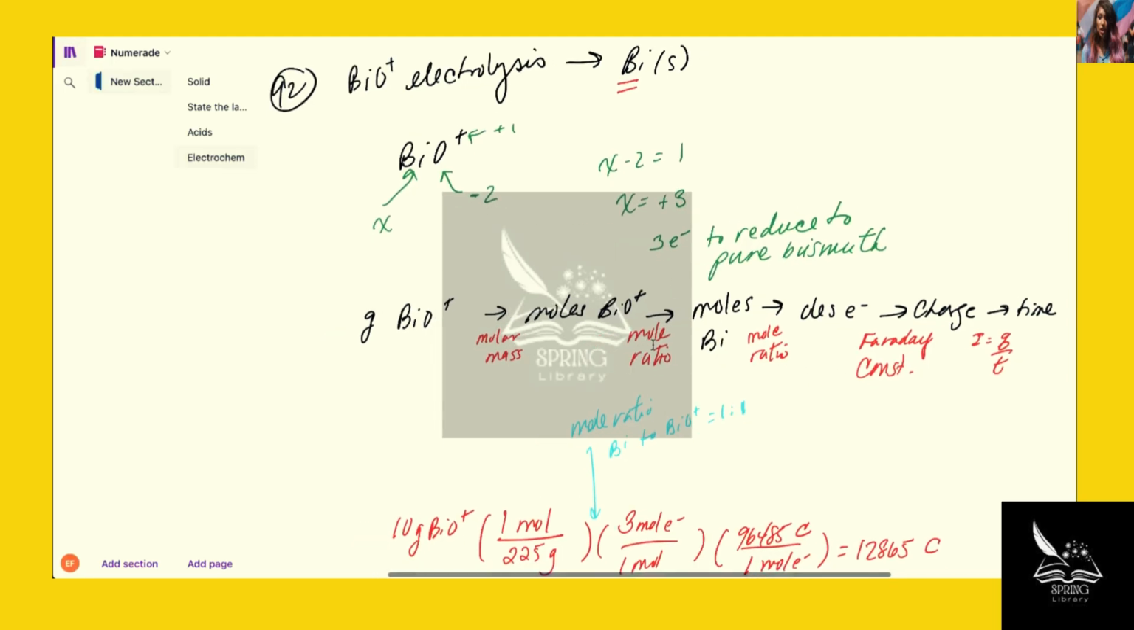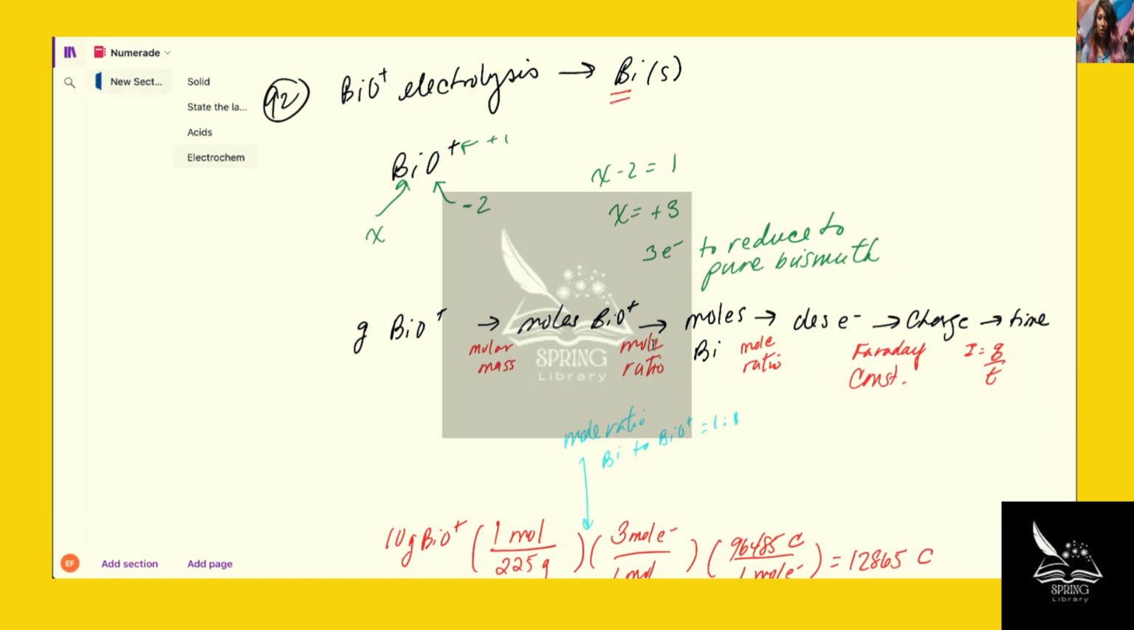So when we have electrolysis problems, we always need to find the moles of electrons that are being transferred. That's always going to be key to getting to the solution. So if you don't have that, you can't arrive at the solution. So we need to find the change in oxidation state from bismuth at the start of the process to the end.